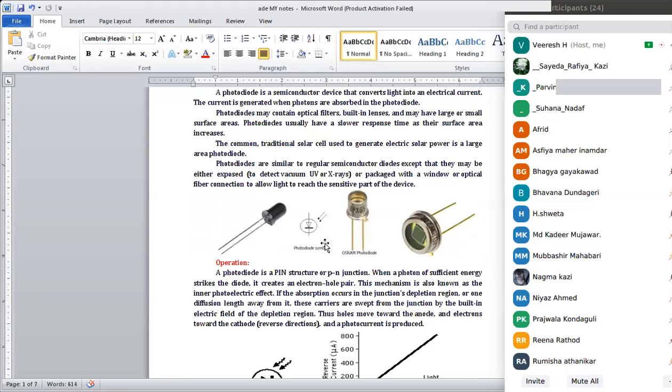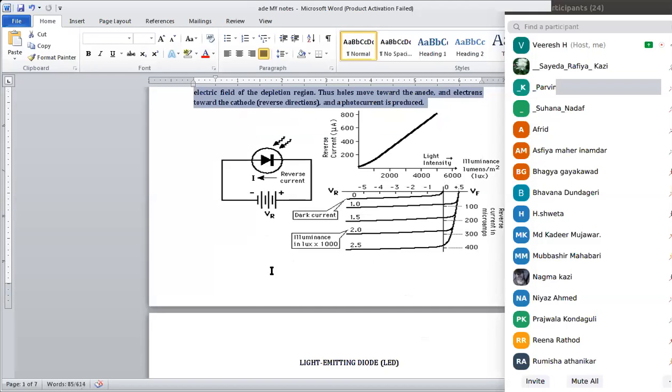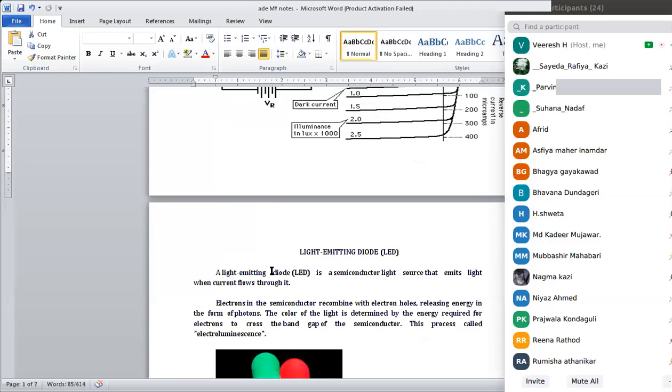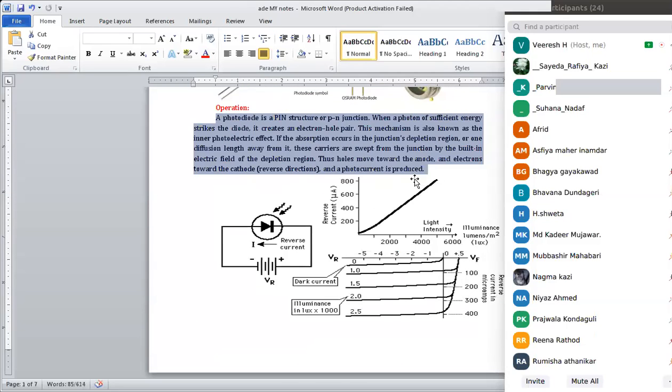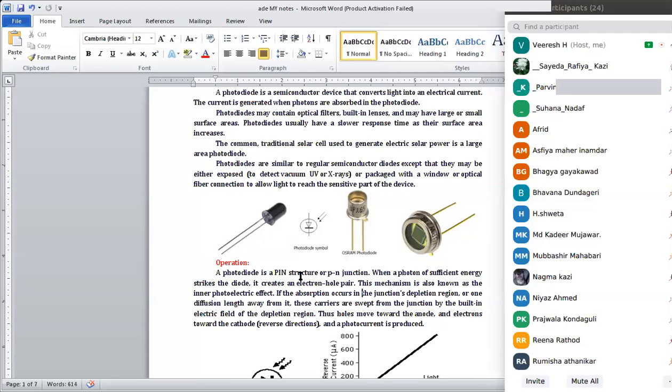Okay, I will provide these notes for you in the group. Is it okay? Shall I go ahead? Yes, sir.